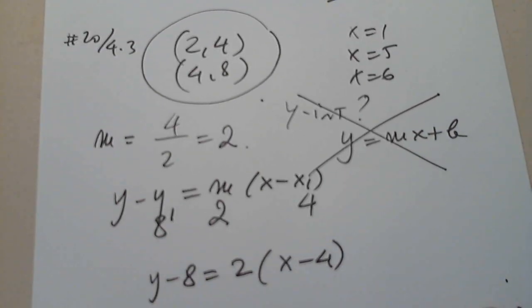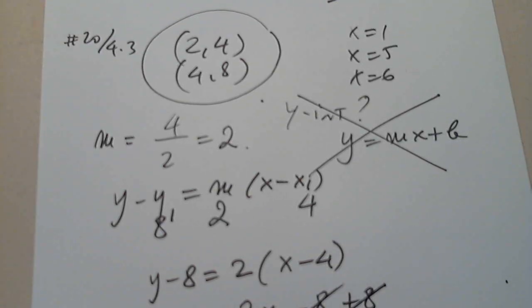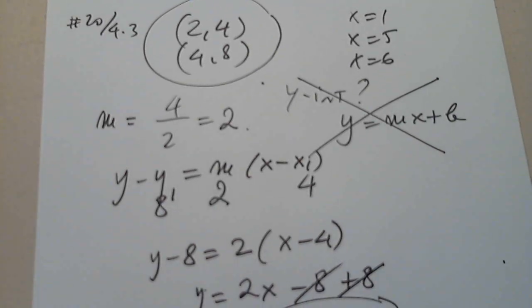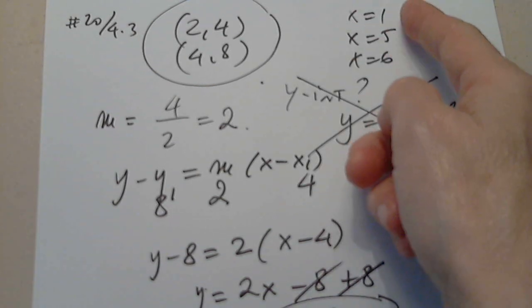Nice and easy. I have to distribute. So I have 2x minus 8, but plus 8. Nice. So the equation is y equals 2x. I determined the equation, and now I can plug in 1.